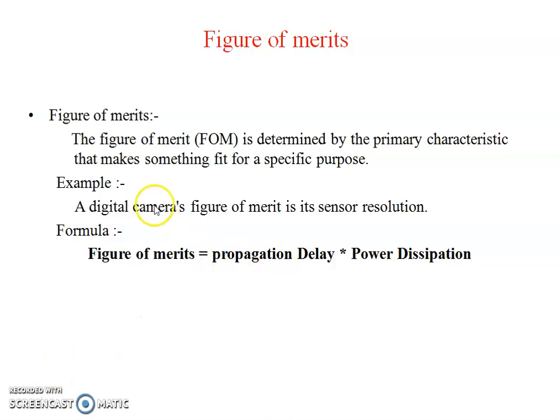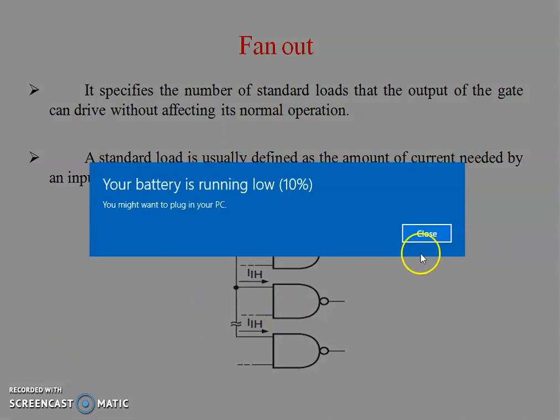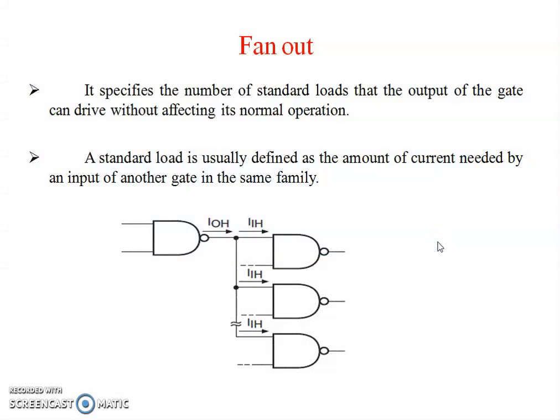Got it? These are the characteristics of figure of merit, and it is an important characteristic in digital logic families. Next characteristic is fan out. It specifies the number of standard loads that the output of the gate can drive without affecting normal operation. A standard load is usually defined as the amount of current needed by an input of another gate in the same family, as shown in the figure.